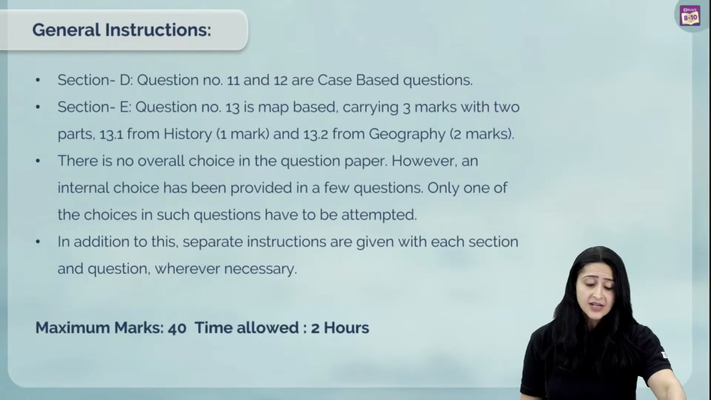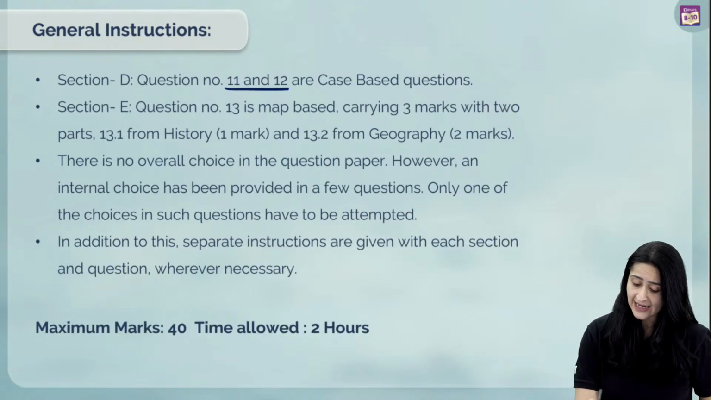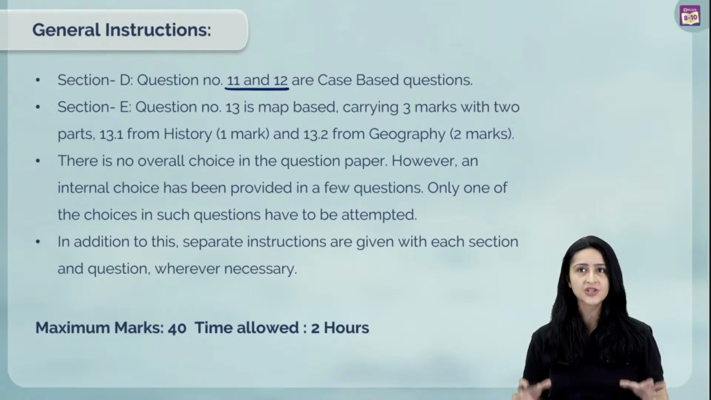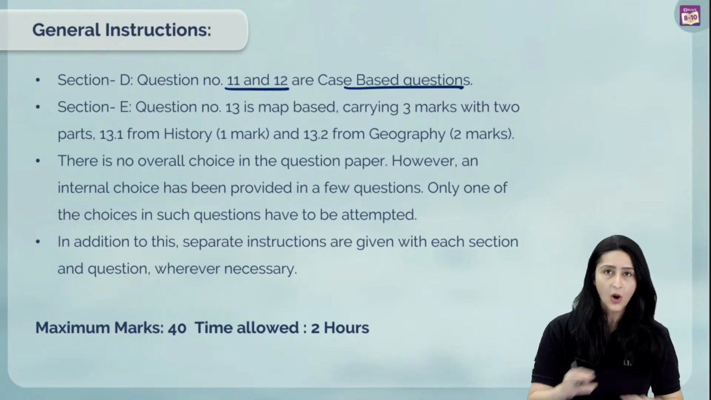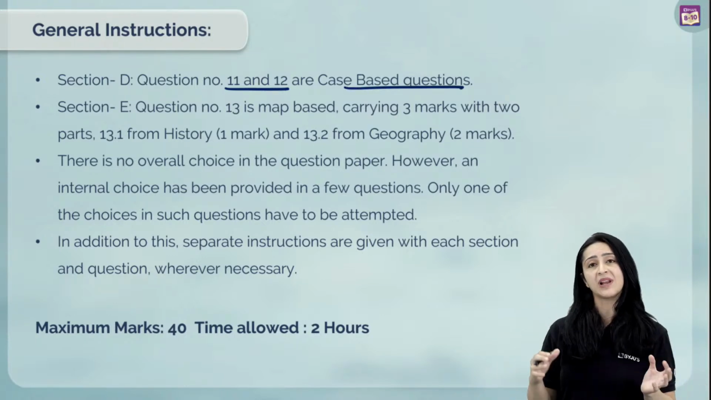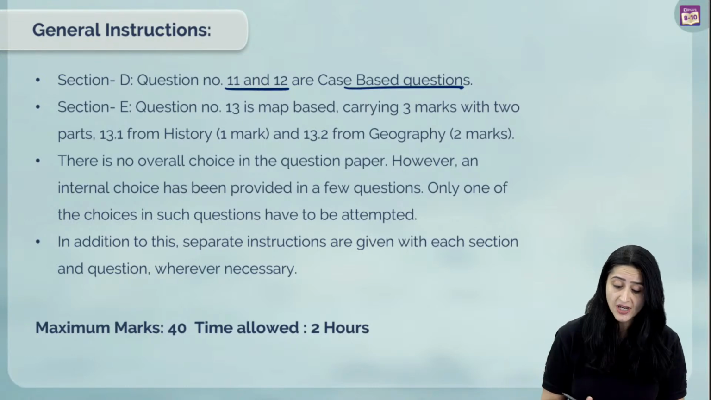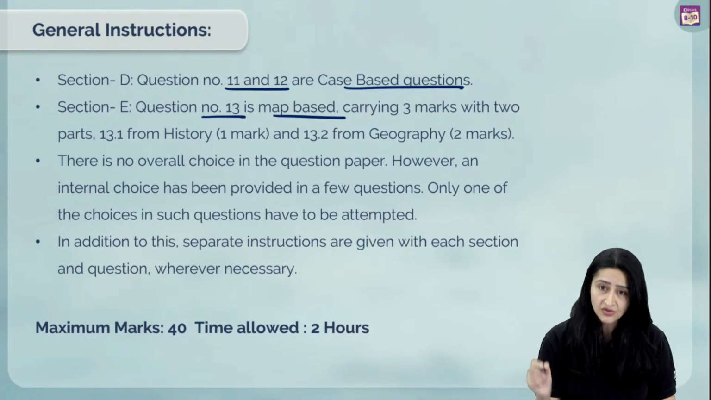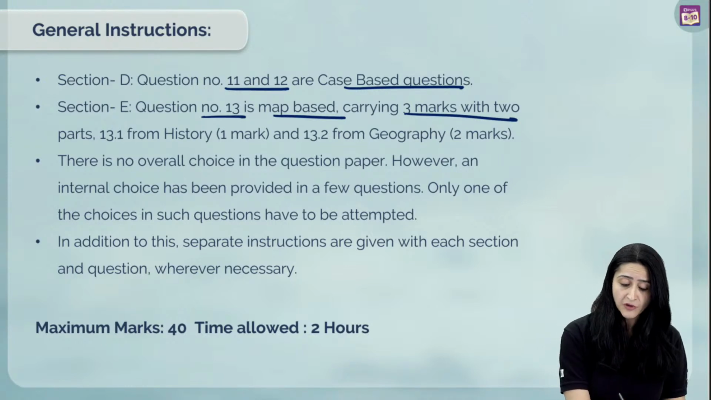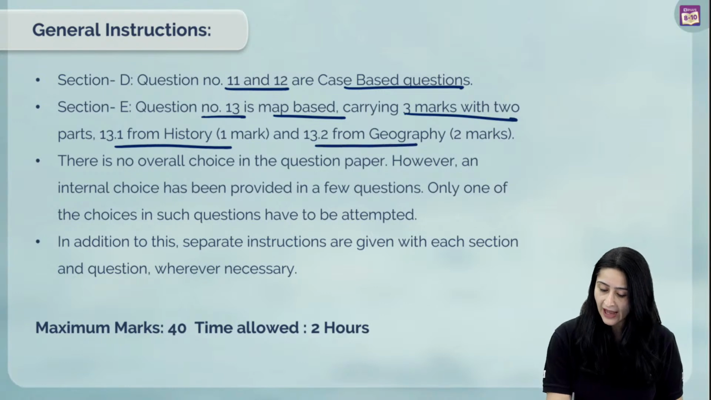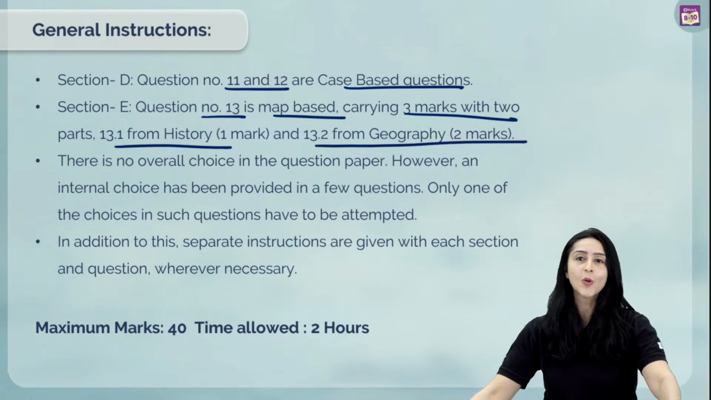Section D has question numbers 11 and 12, which are case-based questions. You will be given a comprehension or a passage, and then you will be asked further questions on this case or comprehension. We will understand how to answer these questions when we come to that particular question. Section E is question number 13, which is map-based, and this carries 3 marks. We have 2 parts: 1 mark is from history, and 2 marks from geography.